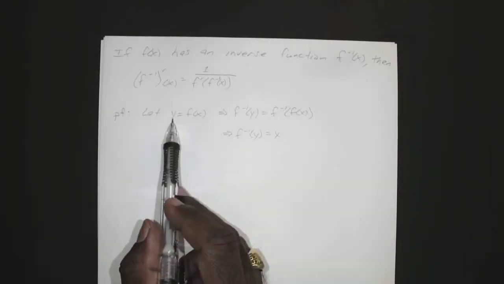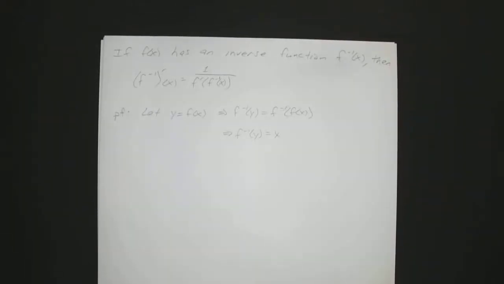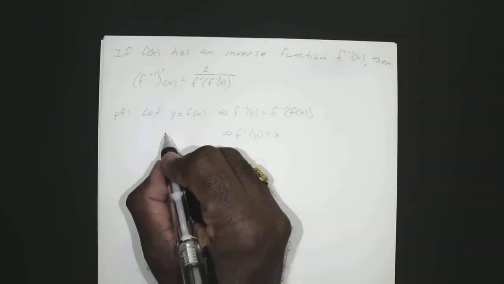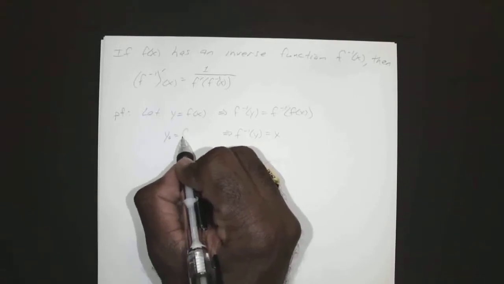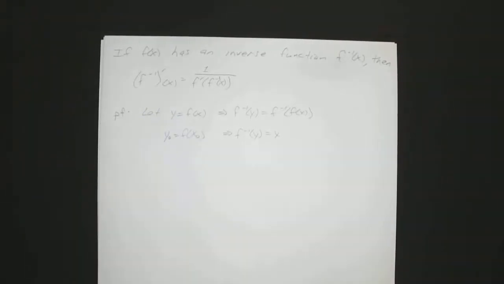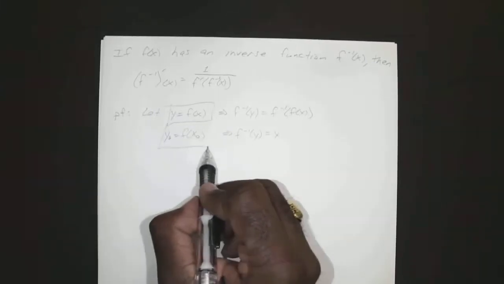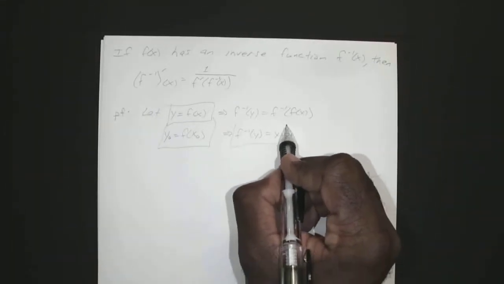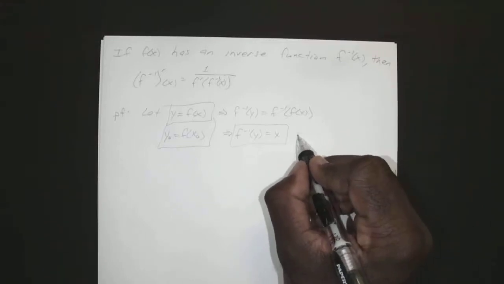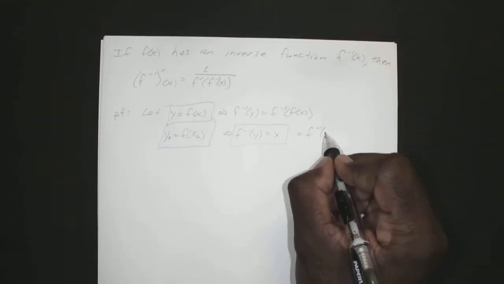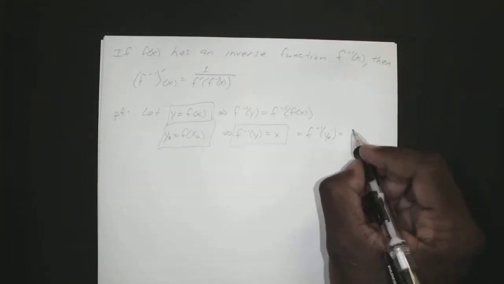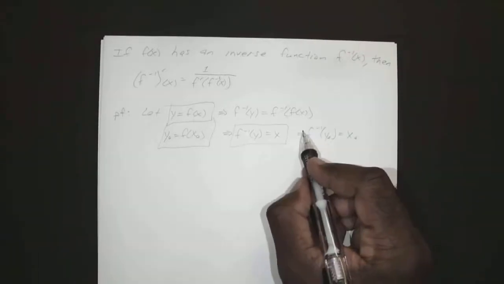Okay, so what if for y equals f of x we pick some point, let's say y0 equals f of x0. Okay, so we have those two. And let's say if we pick some point for the inverse, f inverse of y0 equals x0.